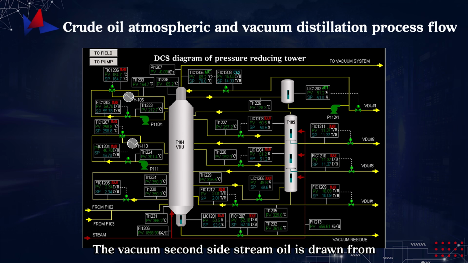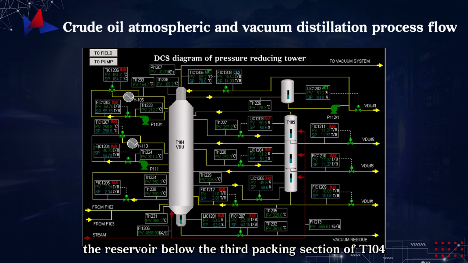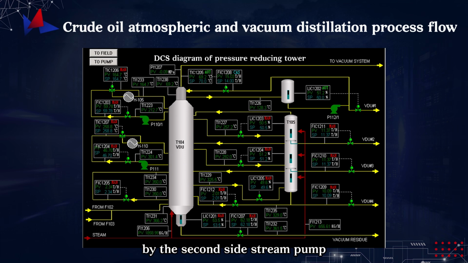The vacuum second side stream oil is drawn from the reservoir below the third packing section of T104 by the second side stream pump, pressurized, exchanged to 229 degrees Celsius, then cooled to 141 degrees Celsius by a water cooler, and leaves the unit as hydrocracking feedstock.